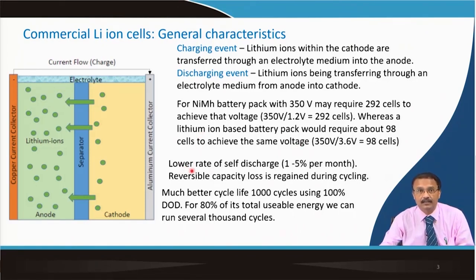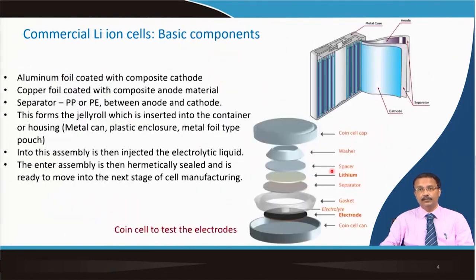Another advantage of lithium ion cells is that if you put it in charged condition, the self discharge is only 1 to 5% per month. So, you can charge the battery and leave it for a month or so, and you will notice a very nominal capacity drop. Apart from that, lithium ion cells have a much, much better cycle life, about 1000 cycles using almost 100% depth of discharge, because you can discharge it up to a certain specified voltage limit. Typically for a good quality cell, we can get 80% of the total usable energy after running several 1000 cycles.